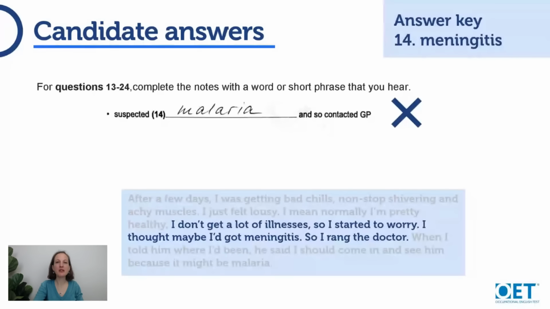Malaria is wrong because this is what the doctor suspects the patient has, which is actually included in the next line of notes. But the gap is for what the patient thinks is wrong with her and leads her to contact her GP.